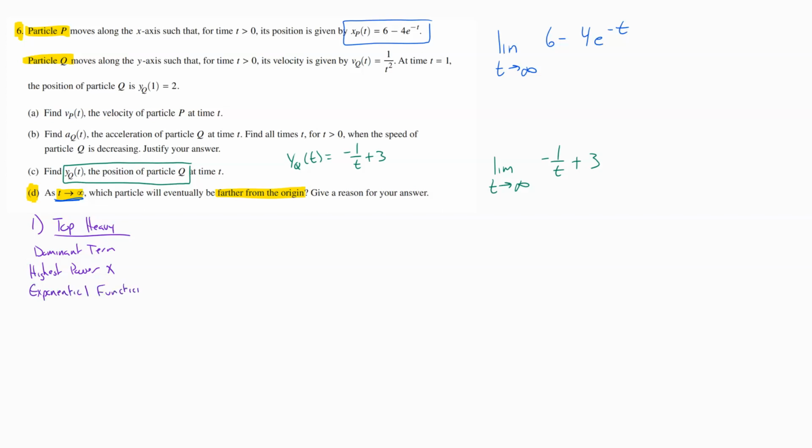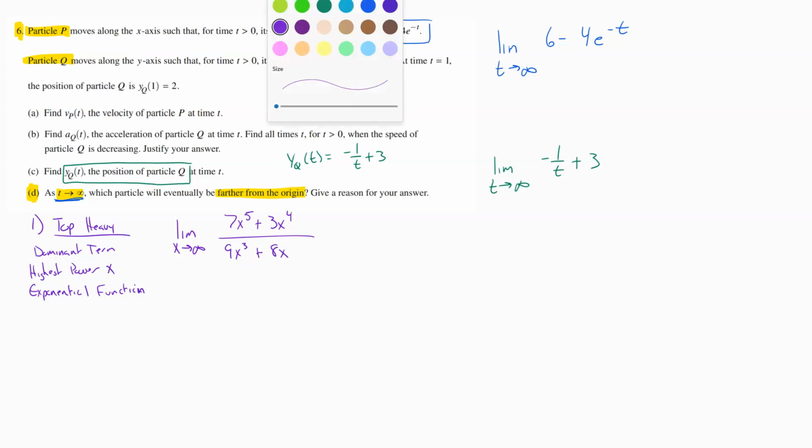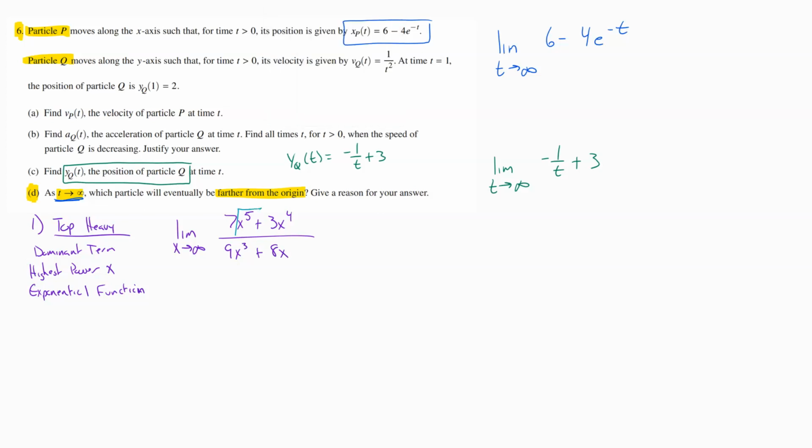Option one is the top heavy. What that means to me is as I take my limit here, the dominant term shows up only on top. So maybe that's like 7x to the fifth plus 3x to the fourth over 9x to the third plus 8x. In this situation, the dominant term is only on top here.